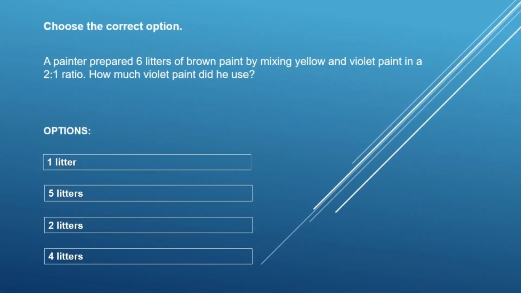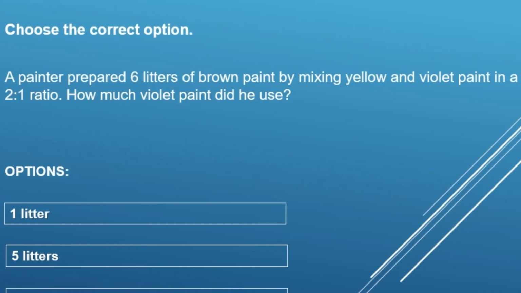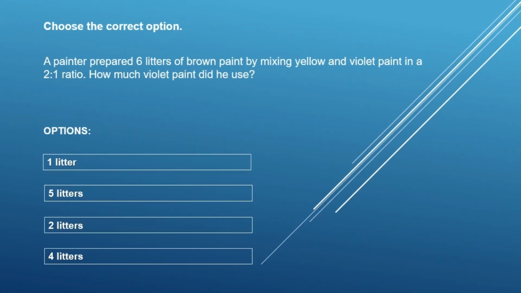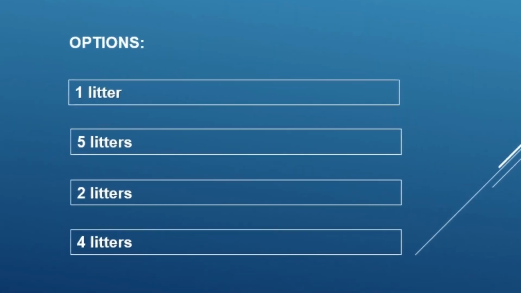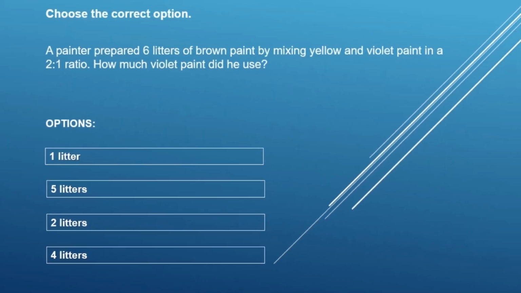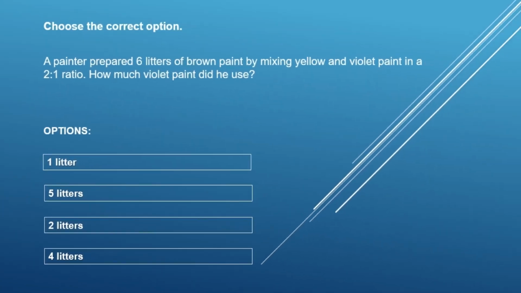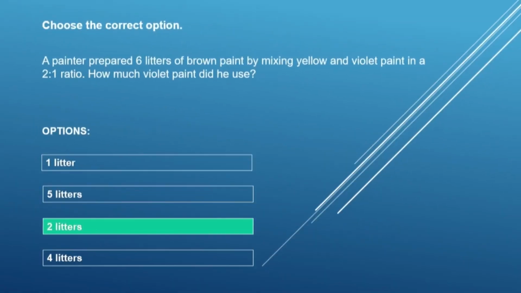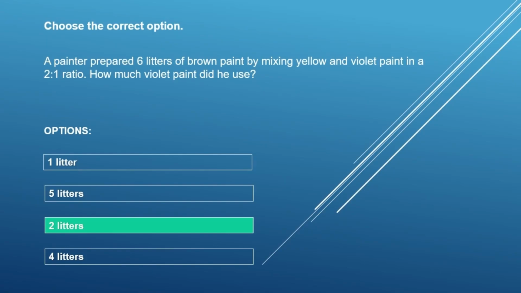So our first question says, a painter prepared 6 liters of brown paint by mixing yellow and violet paint in a 2:1 ratio. How much violet paint did he use? Now they have given us 4 options to choose from. By the way, this section is going to be MCQ based. As I said earlier, we must try to find solutions to each question within 24 seconds if we really want to attend all the questions. So the answer to this question is 2 liters. But anyways, it wasn't that difficult as well.